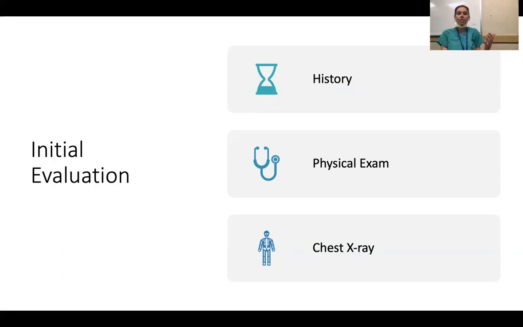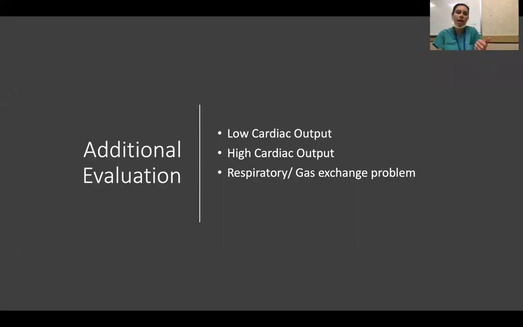Once you get to the end of the history, physical exam, and chest x-ray, all the societies agree that you should have a leading diagnosis, or at the very least a leading category of diagnosis. Oftentimes they frame those causes in three broad categories: a low cardiac output state, a high cardiac output state, or a respiratory gas exchange problem. For low cardiac output, they suggest evaluating with an echo and EKG. For high cardiac output, they would recommend just CBC and TSH. And a respiratory gas exchange problem would be ABG, PFTs, and CT.